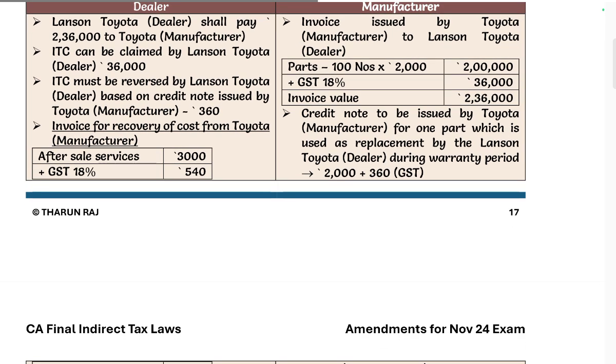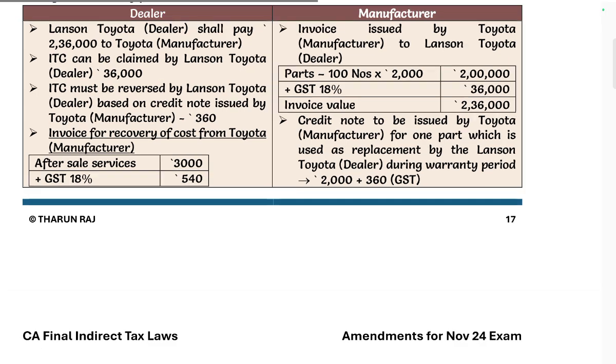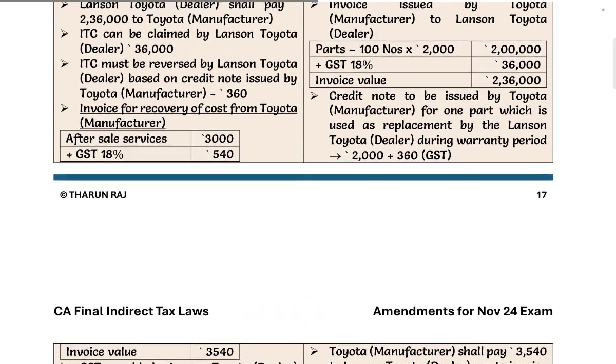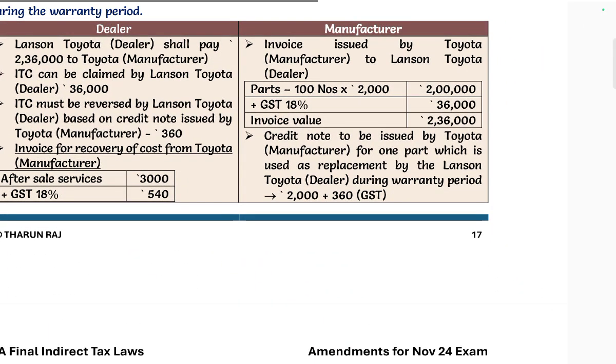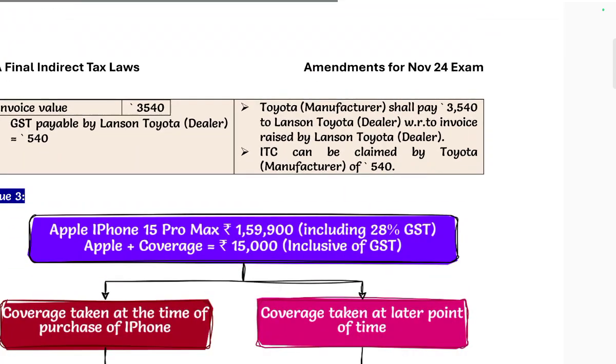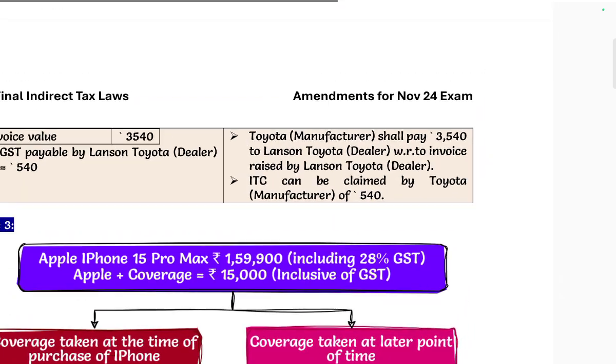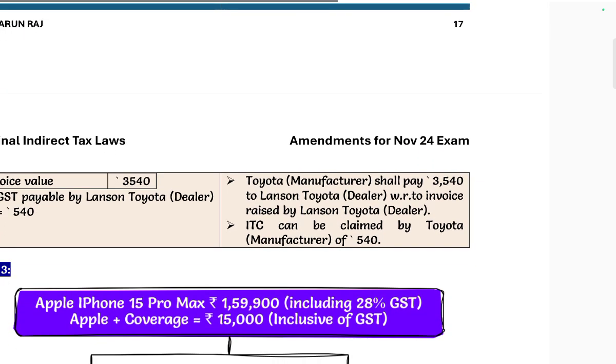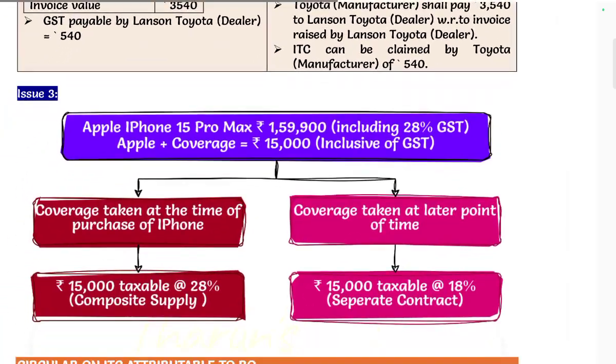The invoice for recovery from Toyota for after-sales is 3,000 plus GST 540, and GST payable is 540. The manufacturer's invoice issued by the Toyota manufacturer to Lanson is for 100 parts at 2 lakhs, GST 36,000. A credit note is issued by the Toyota manufacturer for one part which is used for replacement, 2,000 plus GST. So Toyota pays 3,540 to Lanson. With respect to the invoice, Toyota can claim ITC of 540.